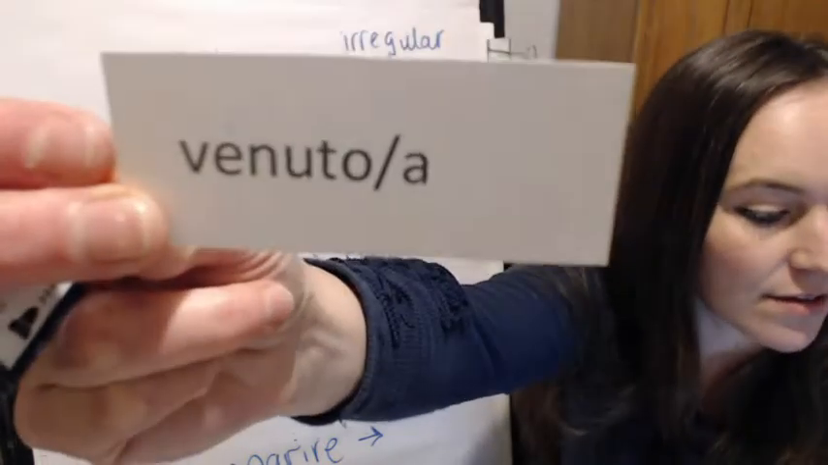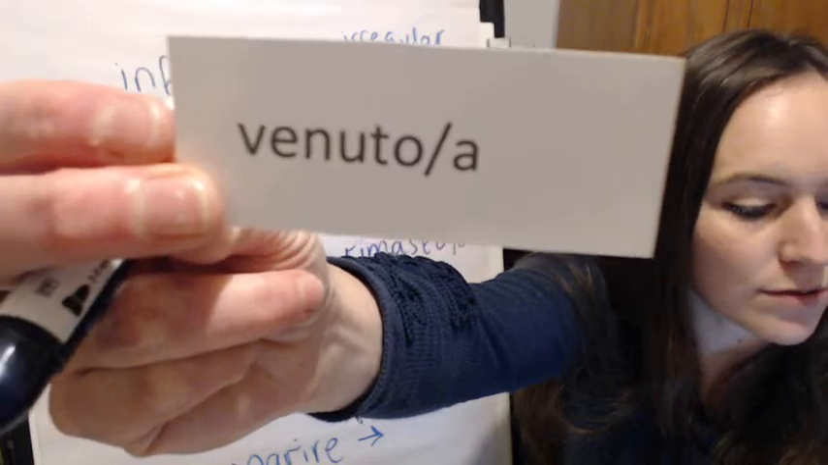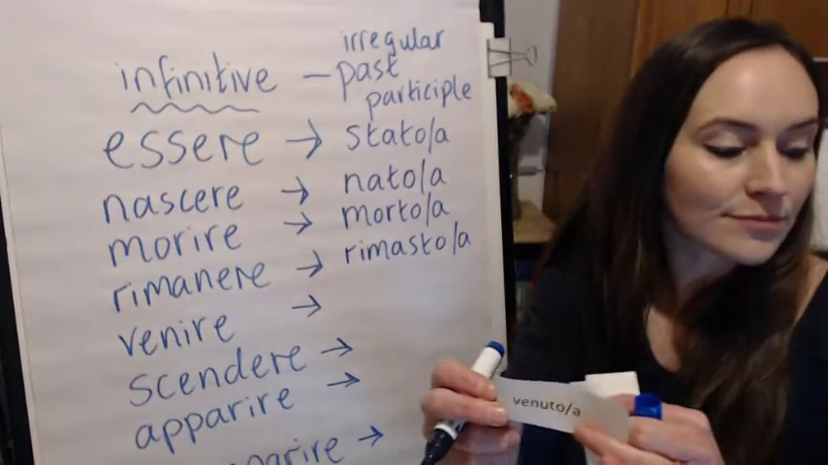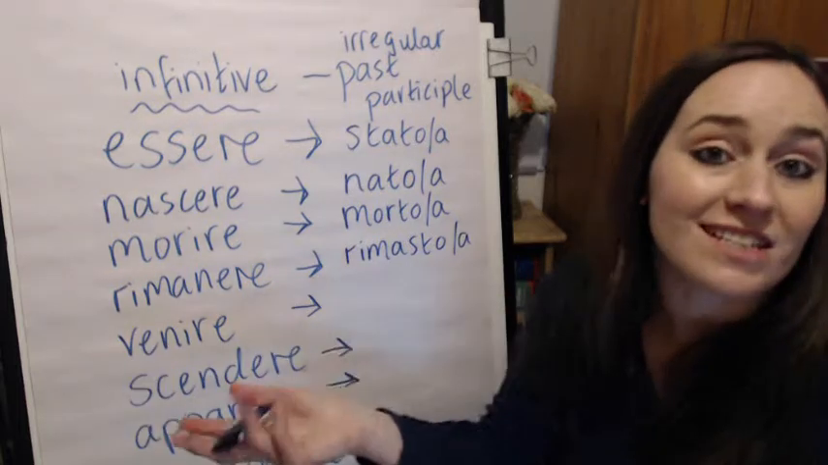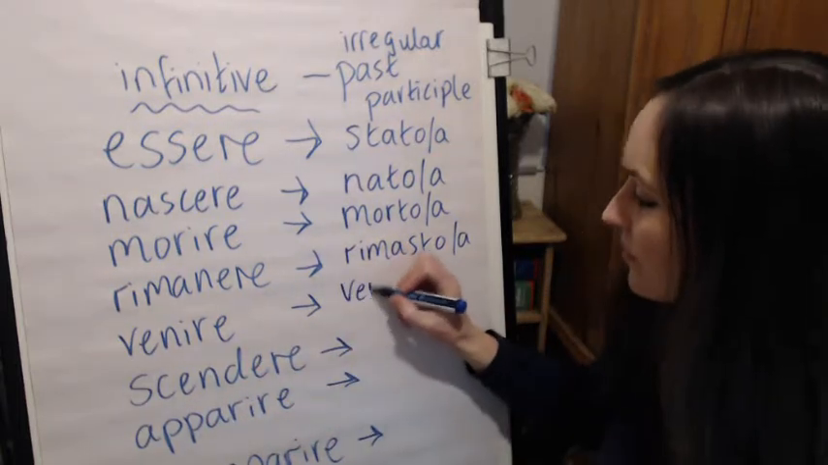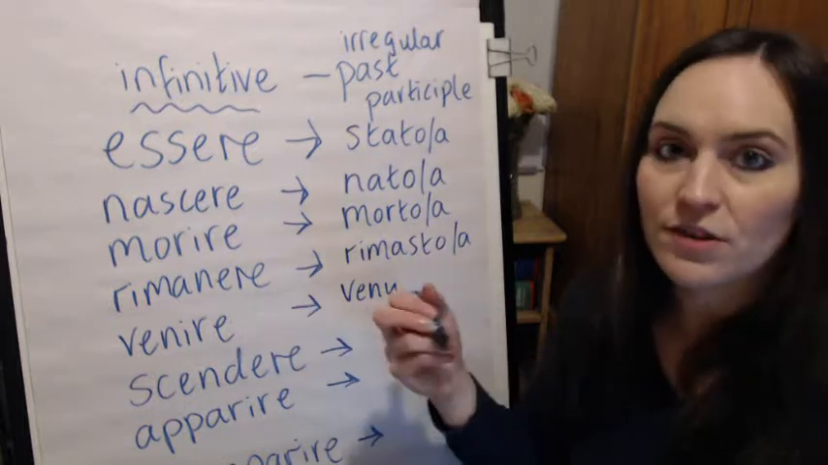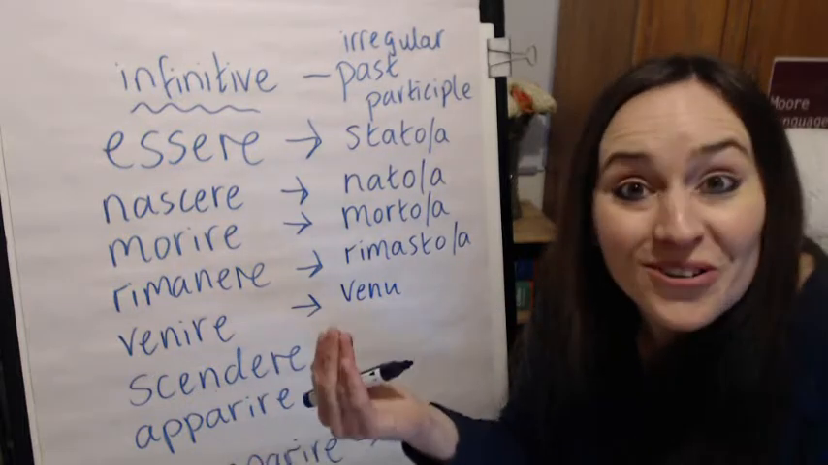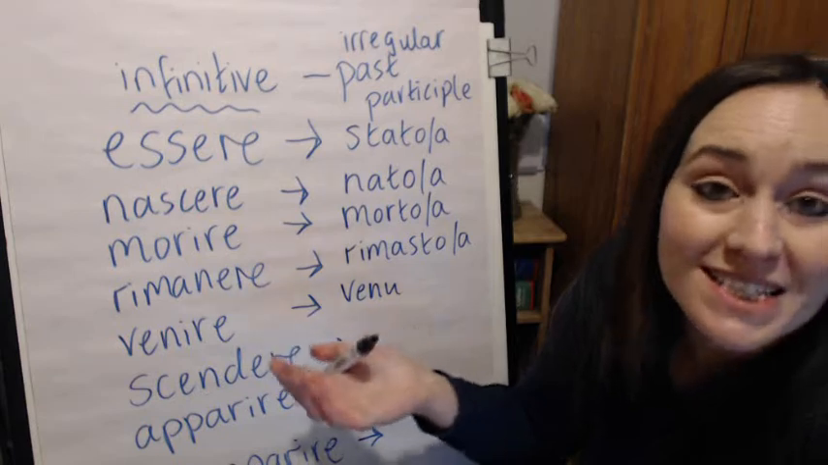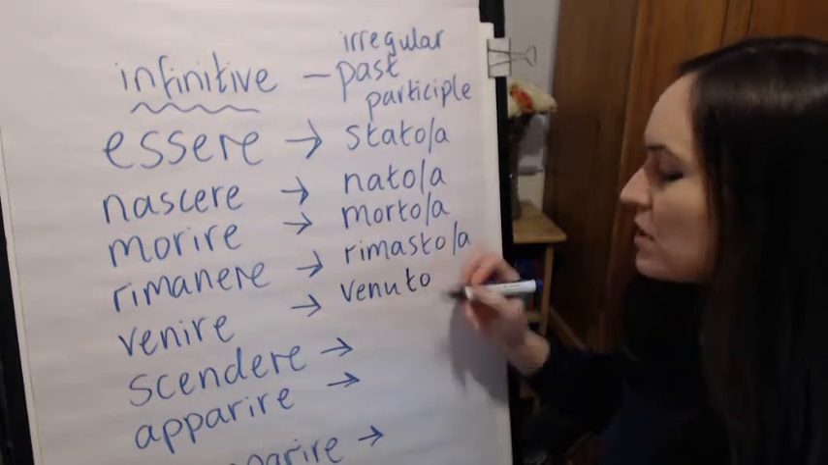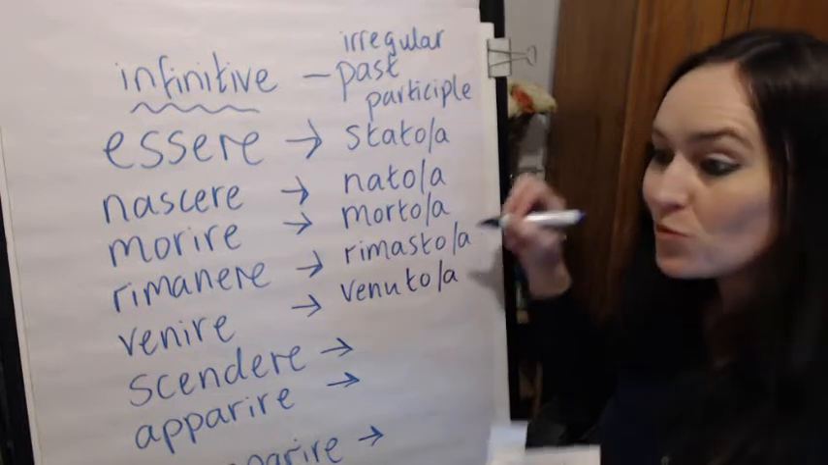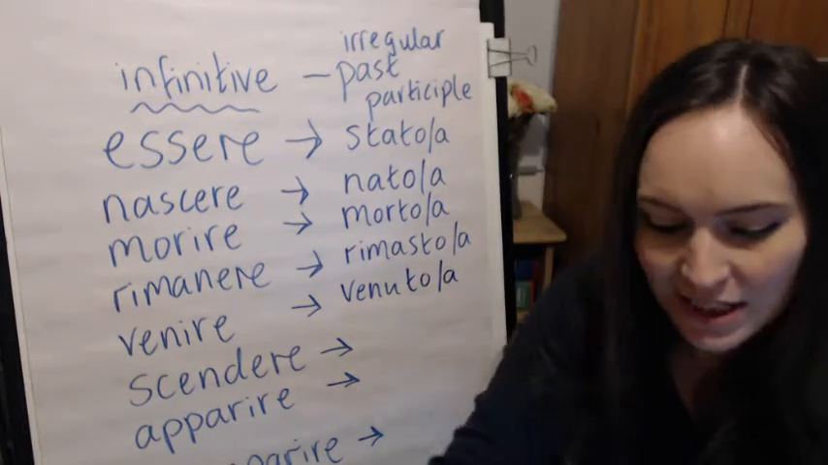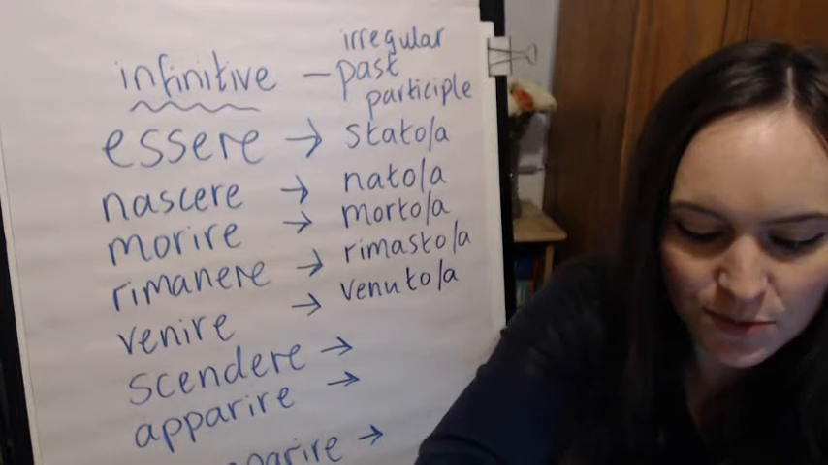So, from the verb venire, sono venuto or sono venuta. Lei è venuta alla festa. You might look at that verb venire and think venito. Yeah, it would make sense, but it is irregular, remember. So instead of ito at the end, it's uto, uta, uti, ute.